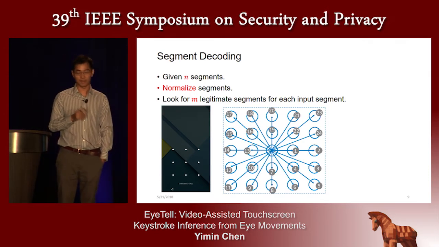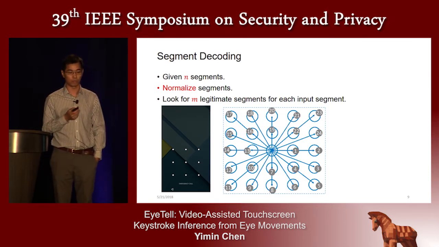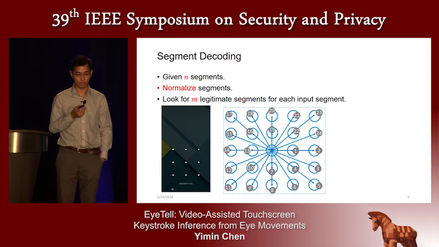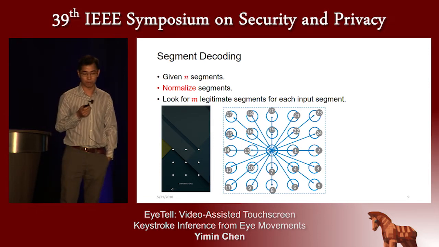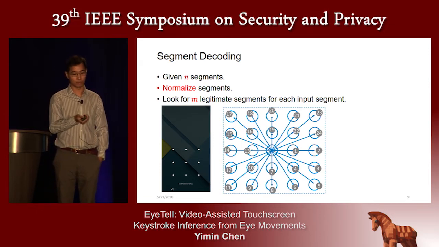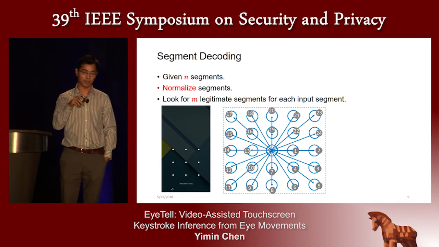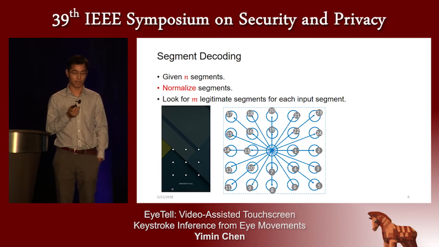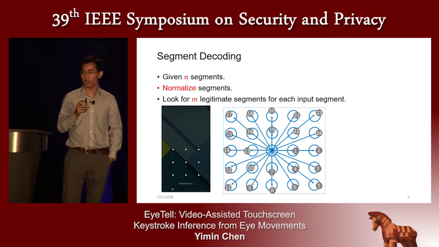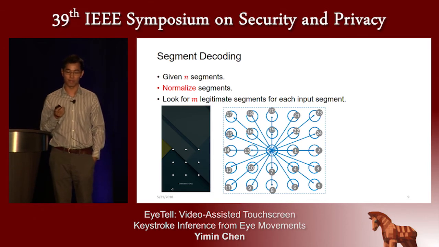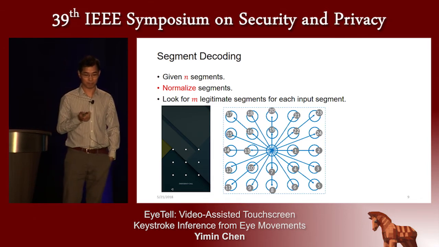And next, we do segment decoding. Before going into the detail, we first look at the layout of the pattern lock keyboard. There are 9 points on the layout. As a result, there are only 24 legitimate segments.